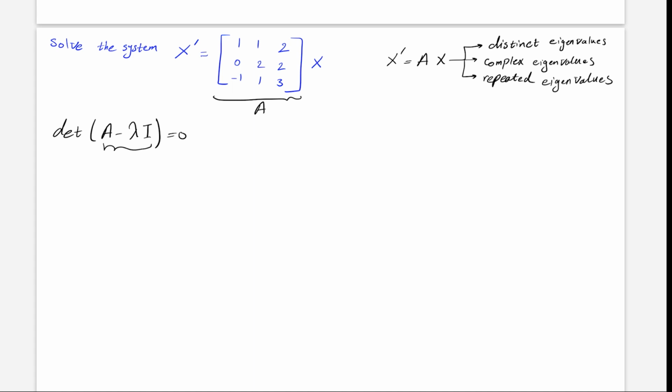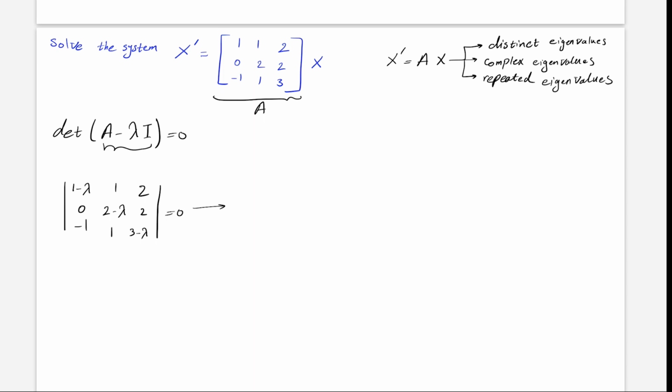Now, what will be A minus lambda I? For this determinant, we need to use these two lines. Then the inside will be 1 minus lambda, and the other entries will be the same. This should be 2 minus lambda, and this should be 3 minus lambda. This should be equal to 0.